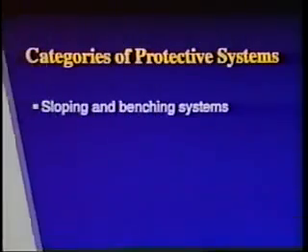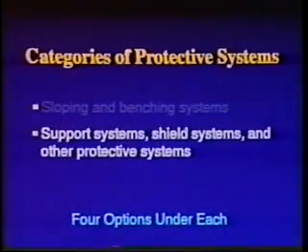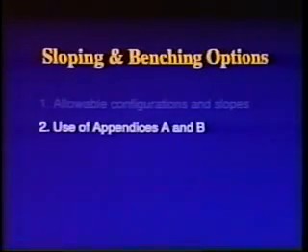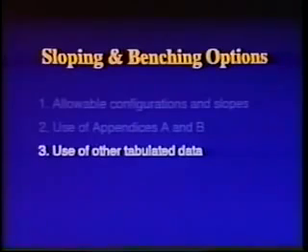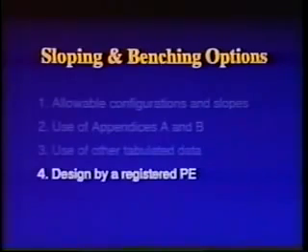OSHA divides protective systems into two categories: sloping and benching systems, and support systems, shield systems, and other protective systems. The use of either of these categories of protective systems requires the choice of one of 4 design options. Let's first look at the allowable options when choosing sloping and benching systems. The options include allowable configurations and slopes, the use of appendices A and B, designs using other tabulated data, and design by a registered professional engineer.